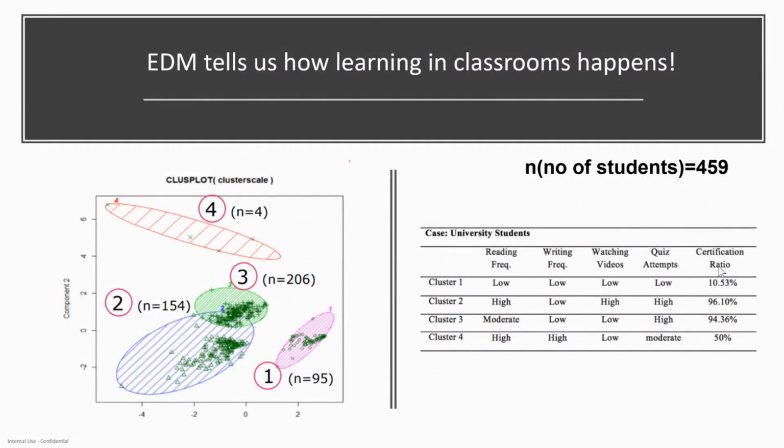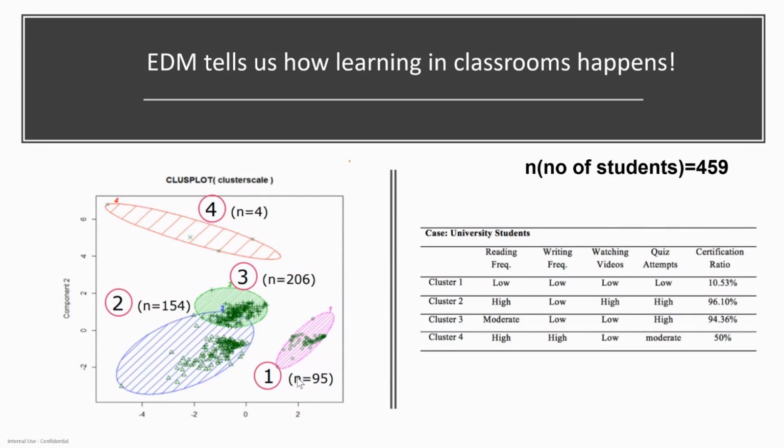Similarly, again, we looked at how exactly learning happens in classrooms. As you can see, this was a cluster plot. As I told you, we had 500 students. By now we had come from 200 to 500, and we bifurcated all of these into reading, writing, watching, quiz attempts, and also the certification ratios. If you look at cluster one, which had 95 students, this was completely classroom-based training that we gave them.